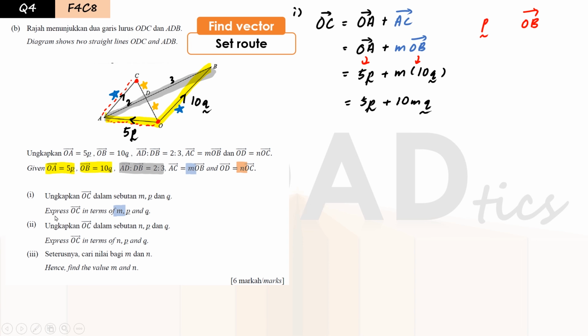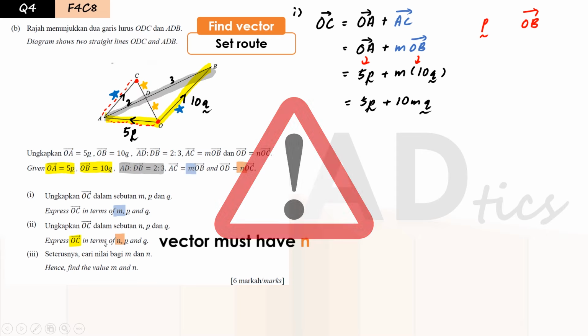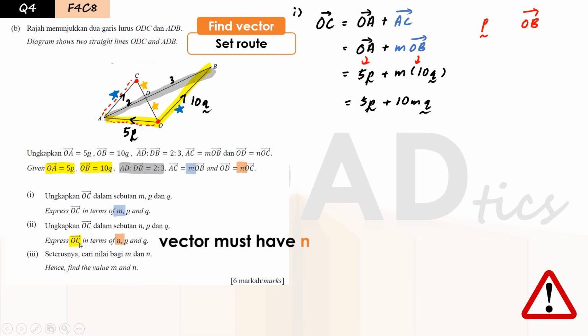For part 2, we need to express OC, which is actually the same vector as in part 1, it's just that now we need to express it in terms of n. Just now in part 1, when we were finding OC, we used either one of these two vectors. But if you see part 2, when we are finding OC again, you can see that the equation here has OC also. The vector we are trying to find is actually one of the related vectors of n. So it is the same.